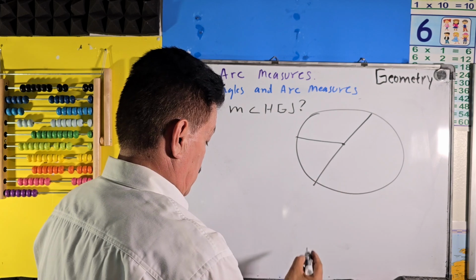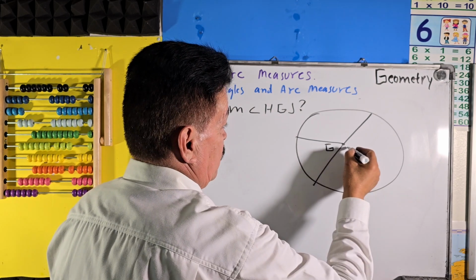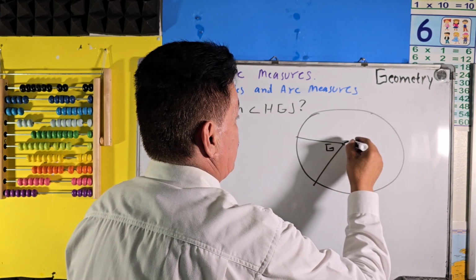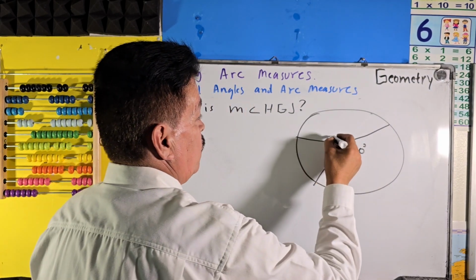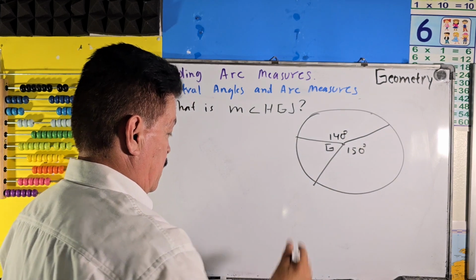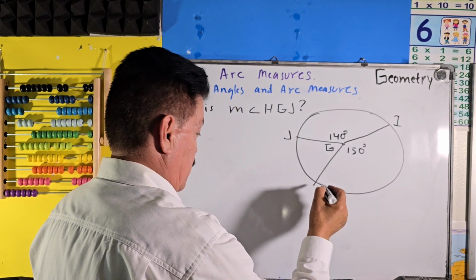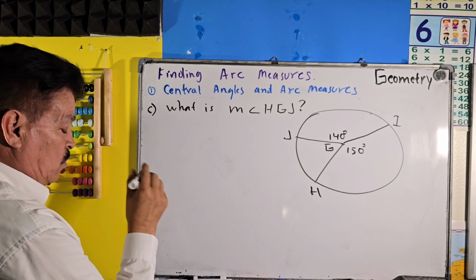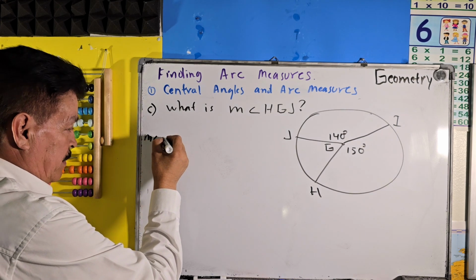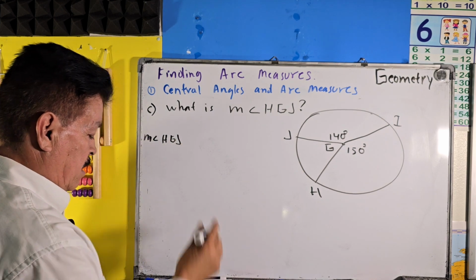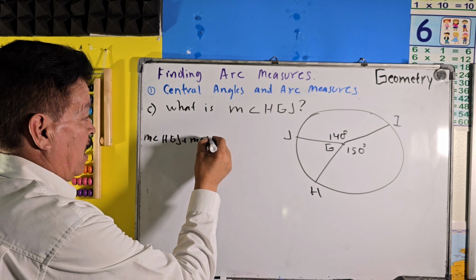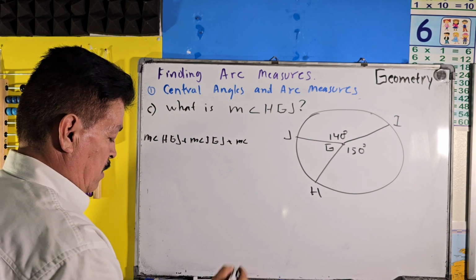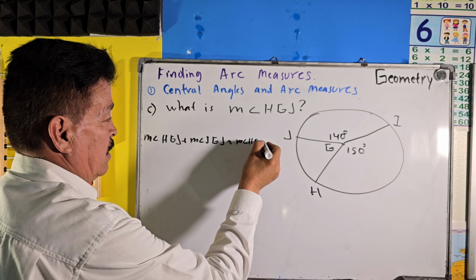So this is G. This is 150 degrees right here, and then 140 degrees, with J, I, and H. With those variables, again, we just write the formula. We write the measure of angle HGJ plus the measure of angle IGJ plus the measure of angle HGI equals 360 degrees.